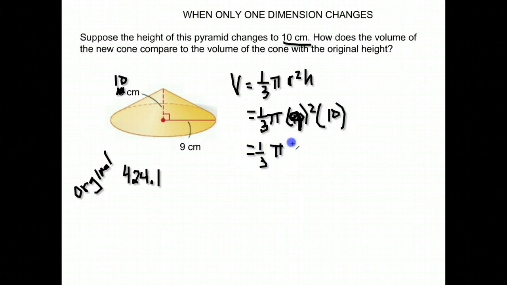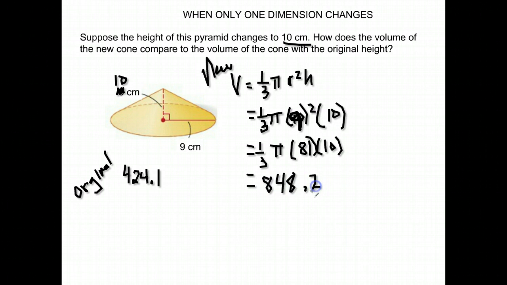Okay, go ahead and calculate that. That would be 1/3 pi, 9 times 9 is 81, times 10. Okay, and again, this is our new volume we're calculating here. So we're taking pi times 81 times 10, and then divide by 3, and we get 848.2.